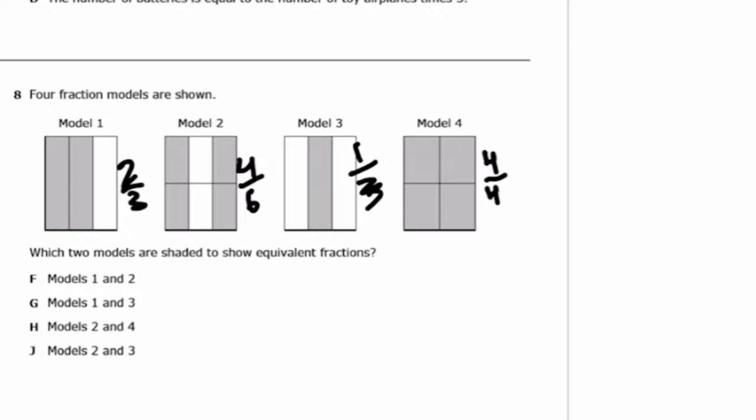So just looking at it, we can say that model 4 is just completely full. So model 4 is not equivalent to anything else. So just like that, we can cross out choice H, because model 4 can't be equal to anything else if it's just the whole thing shaded in.